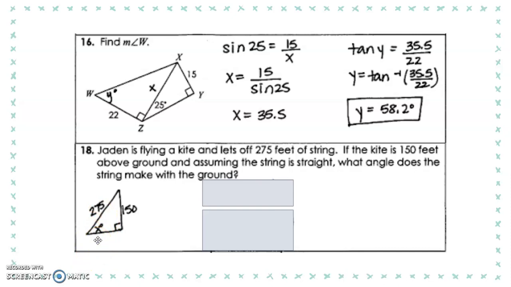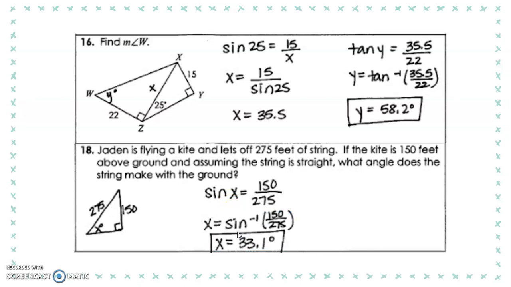When we set up our trig ratio, we are going to have 150 and 275. From angle x, 150 is my opposite side, 275 is my hypotenuse. Opposite over hypotenuse is sine, so I have the sine of x equals 150 over 275. When I solve for x, I am going to use the inverse. And again, if we're finding a missing angle measure, we need to have our final answer have that degree symbol.